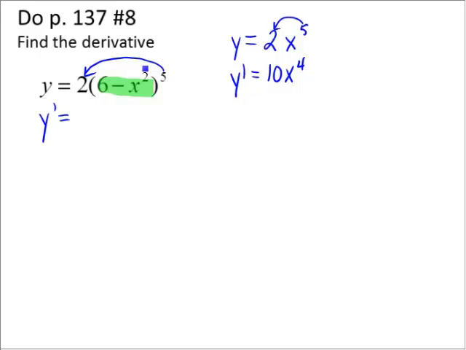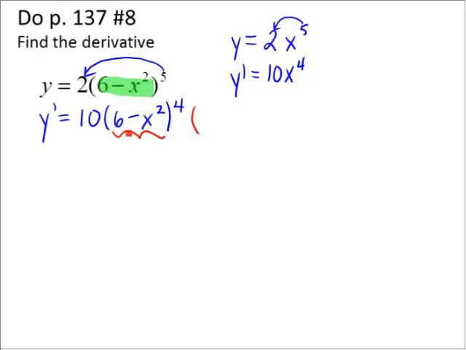I'm still going to do that whole step. 5 times 2 is 10. This time, though, I don't just have an x, so I have to rewrite what's on the inside and lower it by 1. There's my 10x to the 4th. But since this isn't just simply an x, I have to take the derivative of what's inside of the parentheses. What is the derivative of what's inside the parentheses?